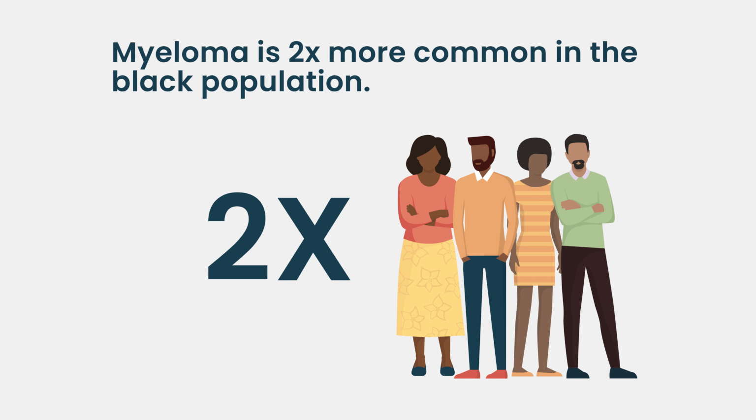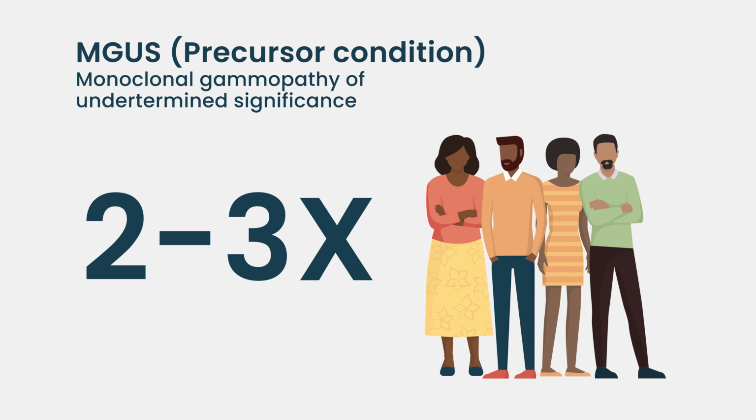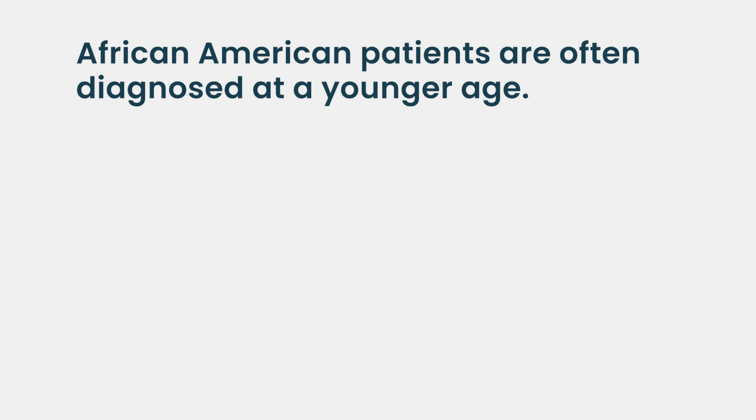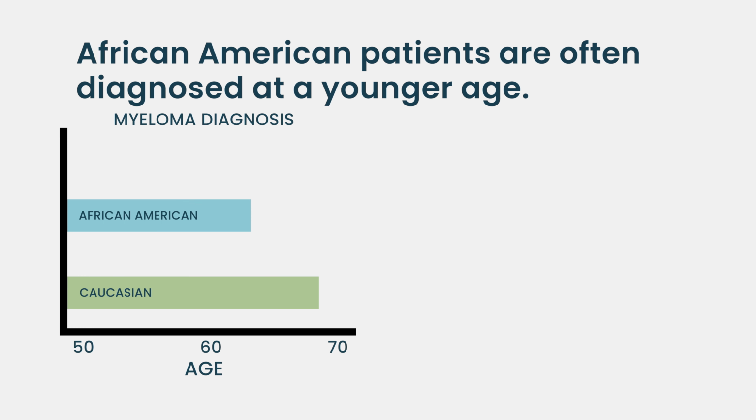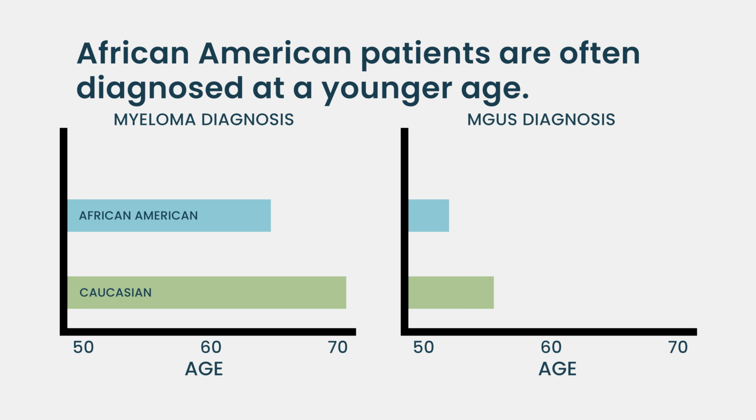In addition to that, the precursor condition, something called MGUS, or monoclonal gammopathy of undetermined significance, is also 2 to 3 times more likely to occur in African Americans than other populations. And what we find is patients who are African American are also diagnosed at a younger age. So for myeloma, it's approximately 5 years younger. For MGUS, which is a precursor condition, it can be anywhere between 5 to 10 years younger that patients are diagnosed. And so what that means is this is a type of cancer that affects the African American population more than others.